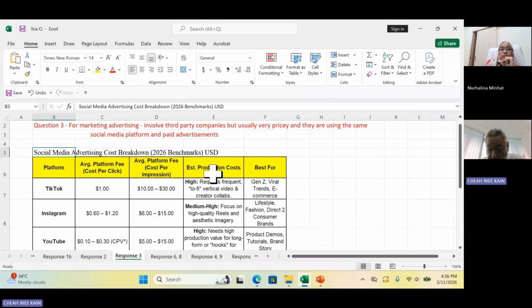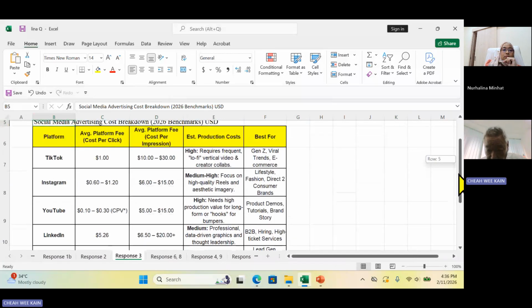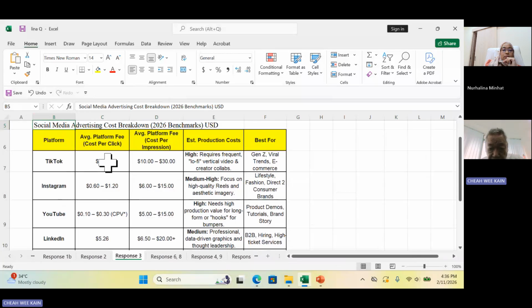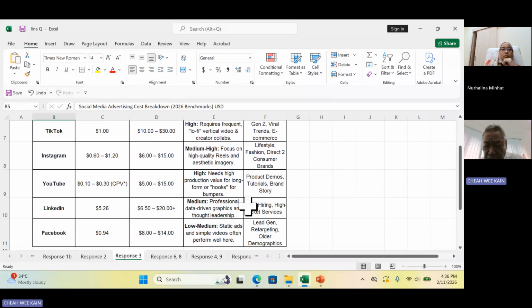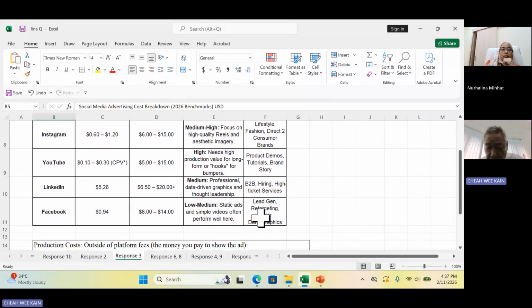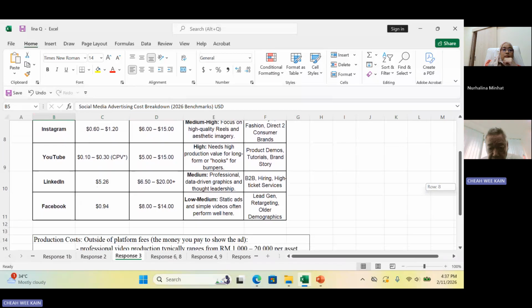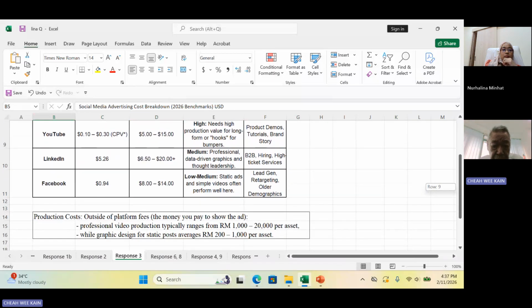So estimated production cost, I will talk about estimated production cost a little bit here. So best for what kind of thing? Gen Z, Instagram, fashion, direct to consumer, sometimes they use the word D2C. And then you have other words like B2B, I think you understand, business to business. And Facebook, lead generation, targeting older demographic. This is the cost. So if you look here, the production cost can be high, medium, high, medium, high, low.